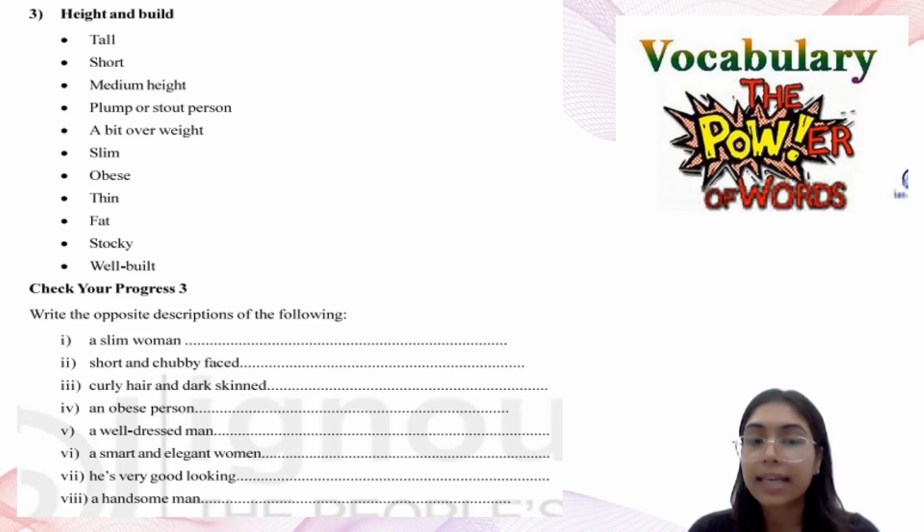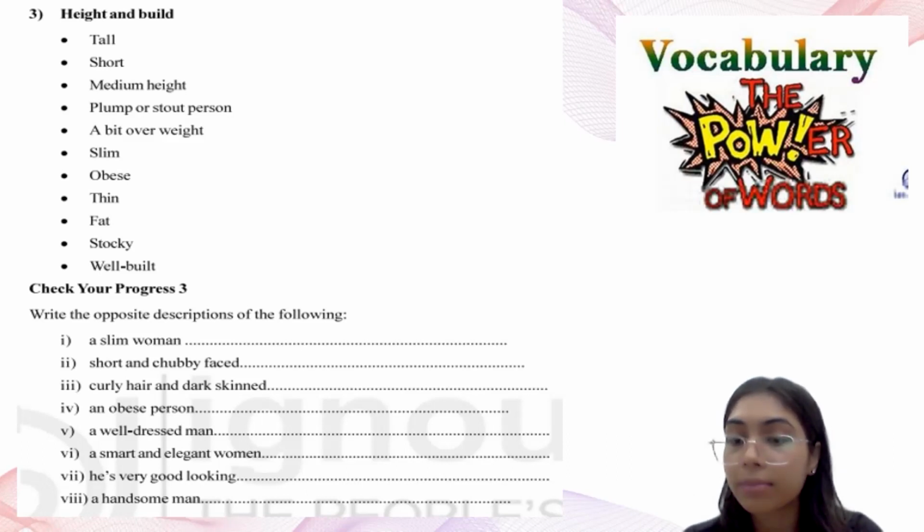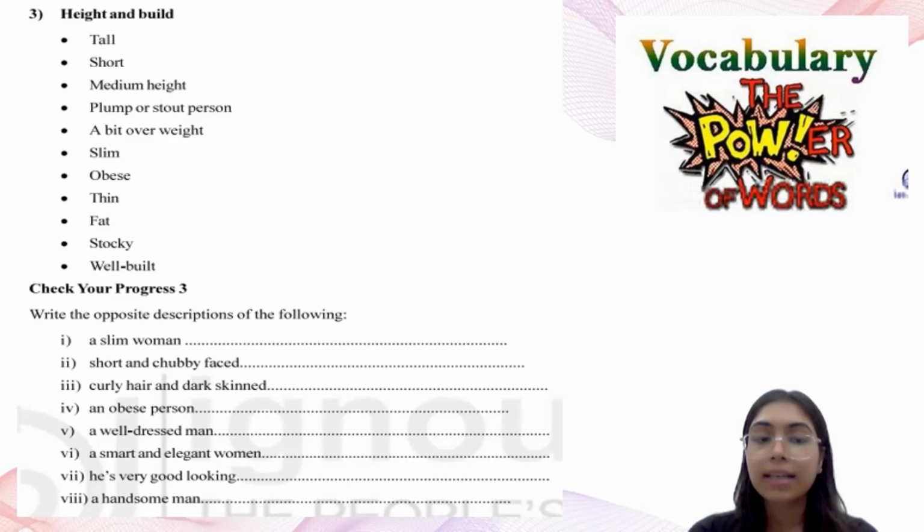Number 6, a smart and elegant woman. So a dowdy woman. Okay, a dowdy woman means, dowdy word particularly means जिसको the person who is not attractive or fashion की ज़्यादा sense नहीं. Okay, then he is very good looking. He is rather ugly, you can call opposite. And then last one, a handsome man. A rather unattractive man could be the opposite of this one.